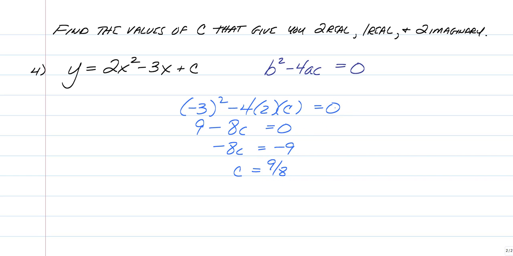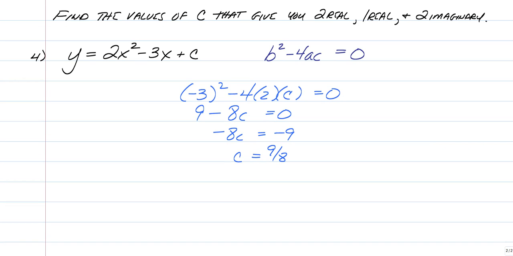And now remember, we need to figure out the constraints for two real, one real, and two imaginary. So if c is equal to 9/8, that gives us 0. That's where we have our one real solution. So here's the tricky part. We just need to figure out if c is greater than 9/8, what does it do? And if c is less than 9/8, what does it do?